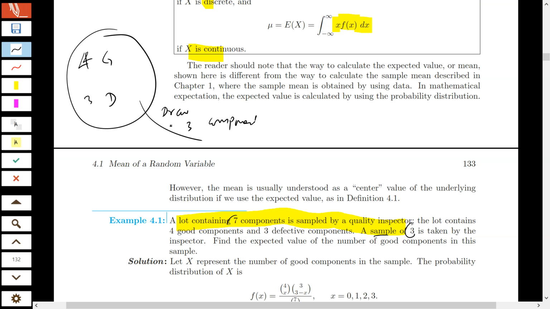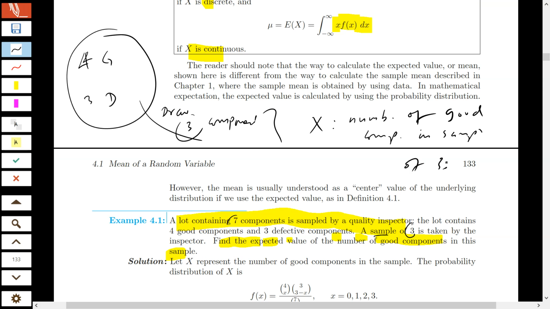How do we know if this is with replacement, without replacement, ordered, unordered? That will be determined by the question being asked. Find the expected value of the number of good components in this sample. So the random variable here, X, is the number of good components in the sample of 3. And now I want to find this expected value before doing any experiment. So it's not a statistical question, it's a probability question.